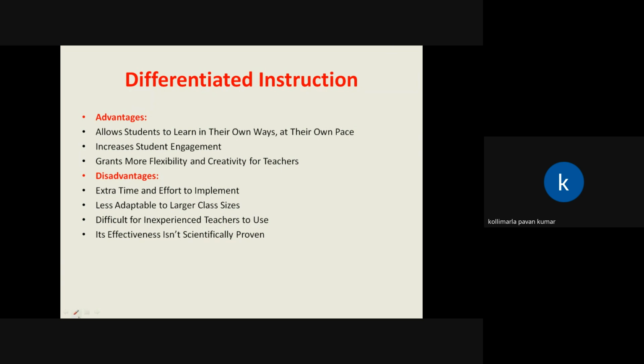And the disadvantages are extra time and effort to implement. So it is less adaptable to larger class sizes. So this cannot be used for larger class sizes, and it is difficult for inexperienced teachers to use. This is one more concept, and sometimes its effectiveness is not scientifically proven. That means this is not a very common methodology that can be put into practice. Sometimes it shows a negative impact and sometimes a positive impact. So the effectiveness is not clearly stated.